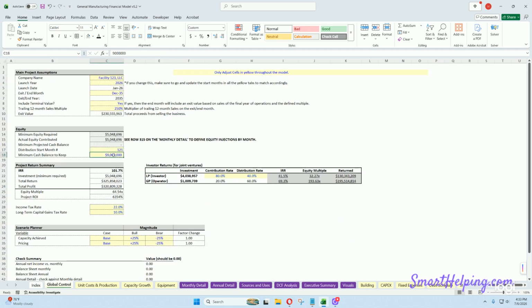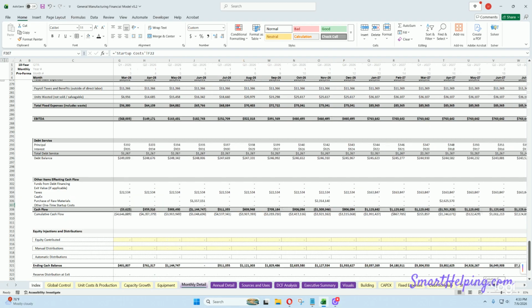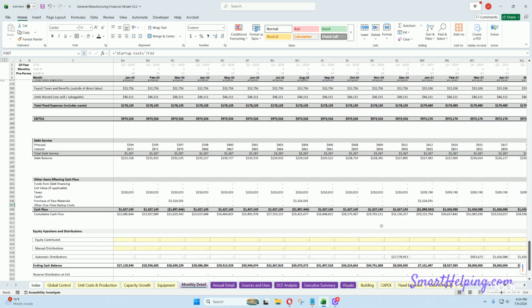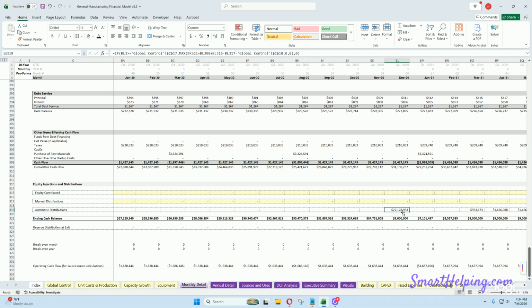Now you can do like dividends or show like in some month you want to keep a minimum cash balance, but you want to start distributing excess cash to investors and operators or whoever's got ownership. You can define that here on the start month. For example, if I put in month 60, I want to distribute all cash above 9 million. You can see here, if we look over at our cash planner here in month 60, we have distributions beginning, and then we just make sure we don't go below 9 million.